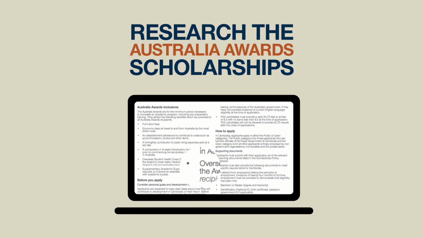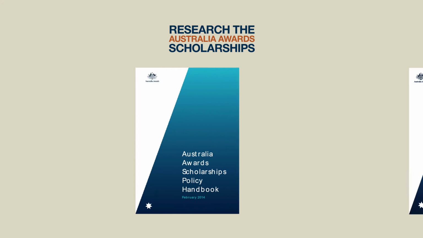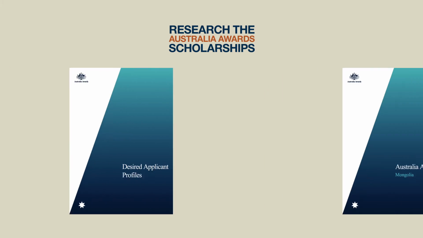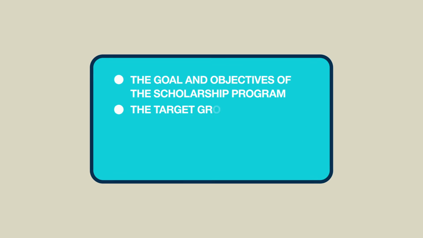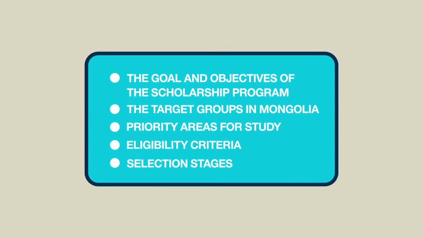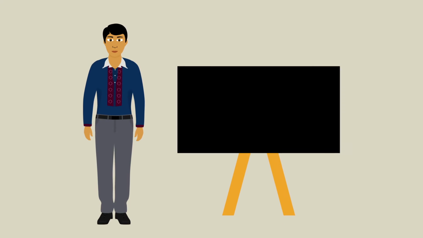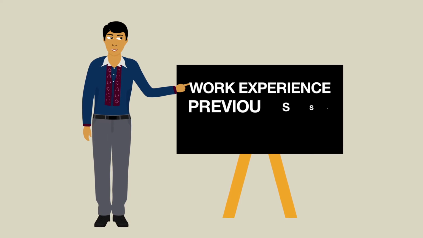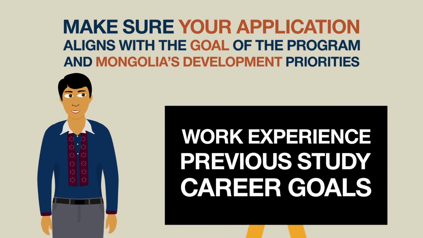Step 3. Research the Australia Award scholarships. Mongolia's country profile, the Australia Awards Scholarship Policy Handbook, desired applicant profiles, and information distributed by the Australia Awards Mongolia office are essential reading. They provide you with important information. All of this is important reading to help you clearly understand what you should focus on in your application. Your application should highlight how your work experience, previous study and career goals align with the goal of the program and Mongolia's development priorities.